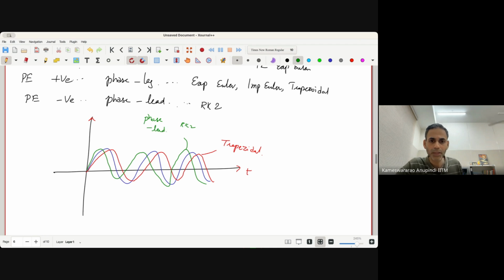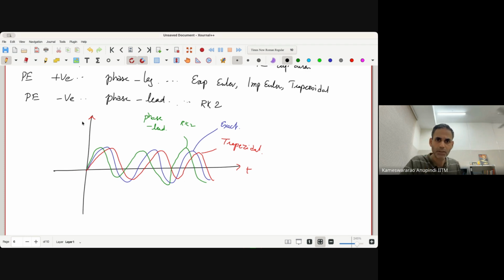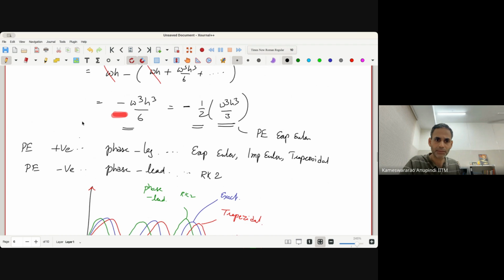Okay, but then why are we calling it phase lead? The blue one is the exact solution, right? The blue one is the exact solution. And we call the trapezoidal method phase lagged, and RK2 phase lead. Are we wrong in saying that, or what is the idea here? Can someone explain what this means, or is this correct or incorrect?